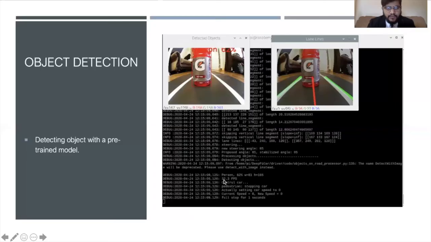We'll also see this in the demonstration. Once the car stops, it will continuously keep on detecting the object which is right in front of the car. And once the person or the object moves far enough away from the car, it will start moving again. We can see the working of this in the demonstration.